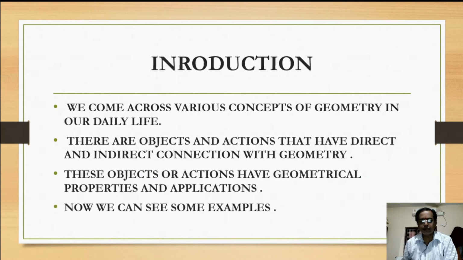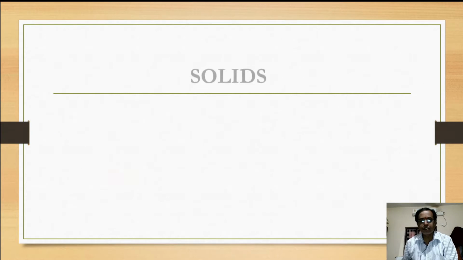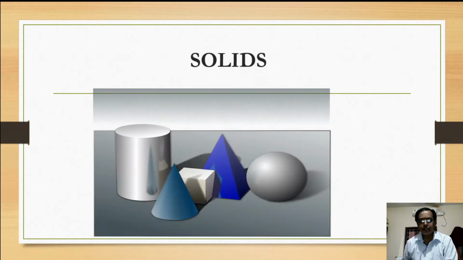Now we can see some examples. Solids. Generally, here we have cylinder, cone, cube, sphere, pyramid. These types of geometrical figures are connected with our daily life objects.